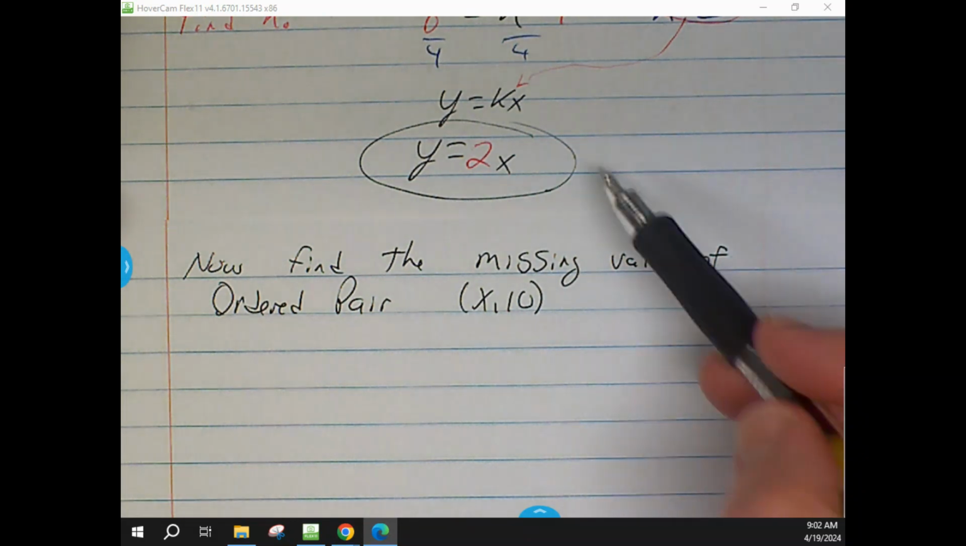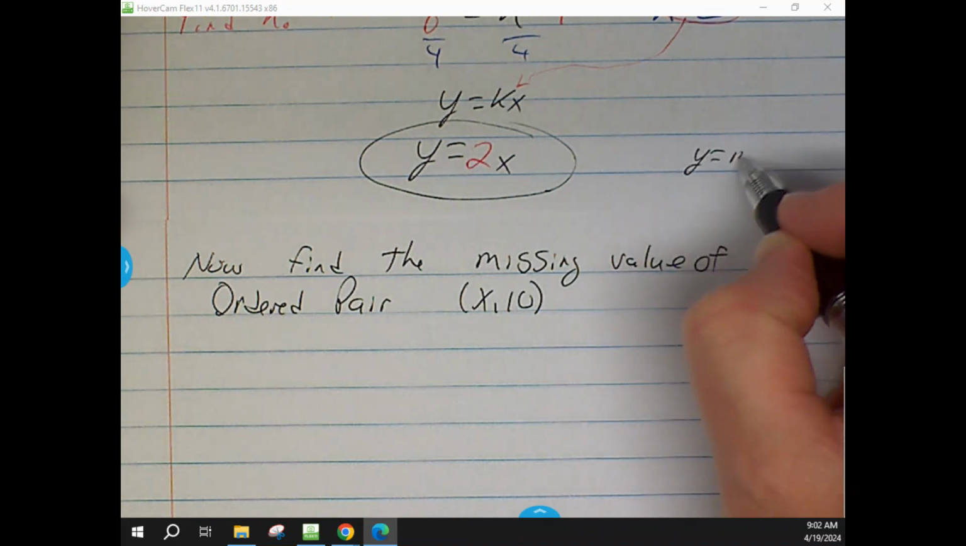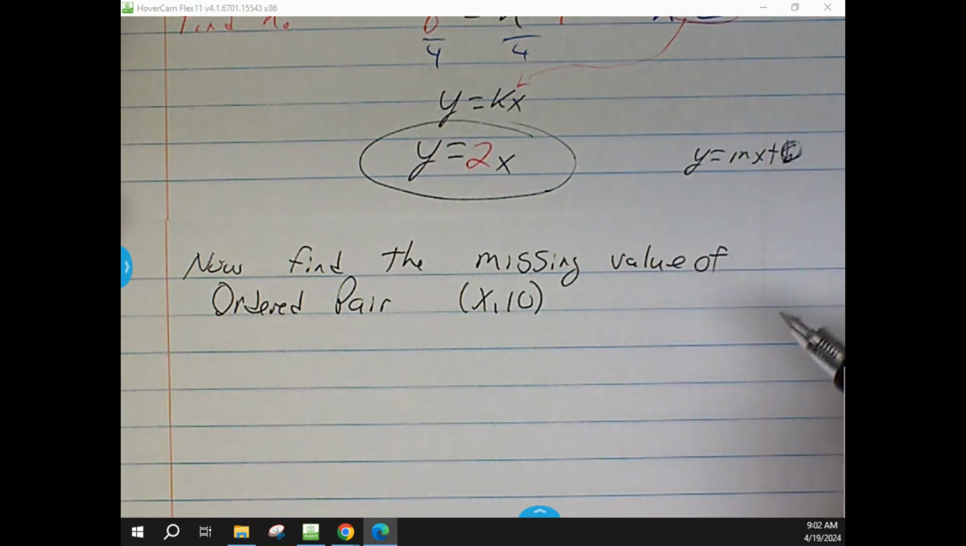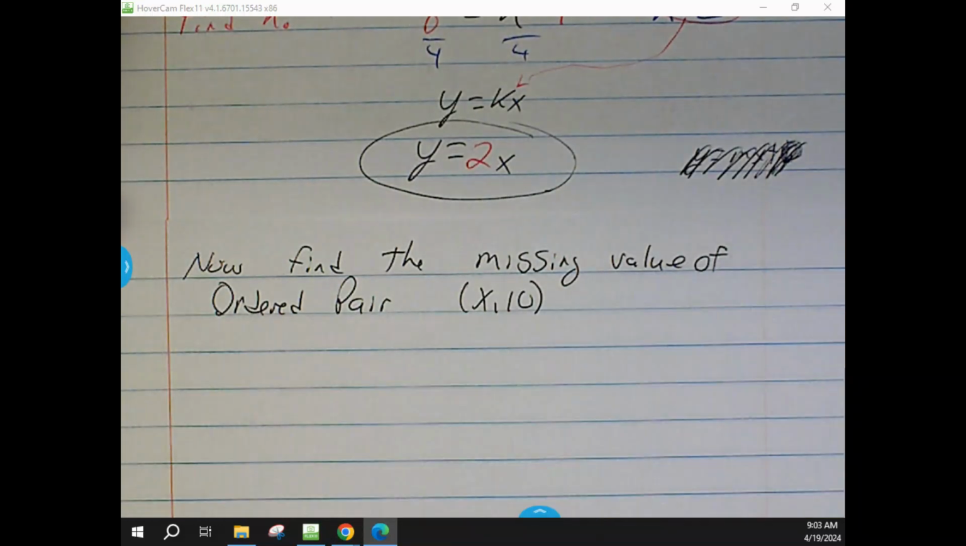Okay, so that's the equation that we have. And again, if you want to think about this one, this is basically like y equals mx plus b whenever we're doing direct variation. It's just there is no b value, so we're always going to start basically at 0. And that's where direct variation ties in with some of the other things that we've been doing, because it's really very similar to y equals mx plus b.